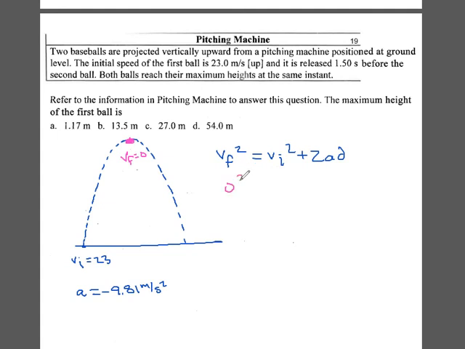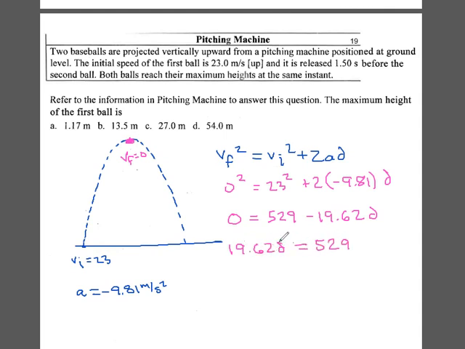So, if we plug that in, we get 0 squared equals 23 squared plus 2 times minus 9.81 times a d that we don't know yet. 0 squared is 0, 23 squared is 529, minus 19.62d. Take the 19.62d over to the left, it becomes positive. 529. And now if we want d alone, right now it's multiplied by 19.62, so to fix that we divide both sides by 19.62. And we get d equals 529 divided by 19.62 is 26.96 meters. That's our max height, but all this data has 3 significant digits, so we should trim this to 3. 27.0 meters would be our finished answer.